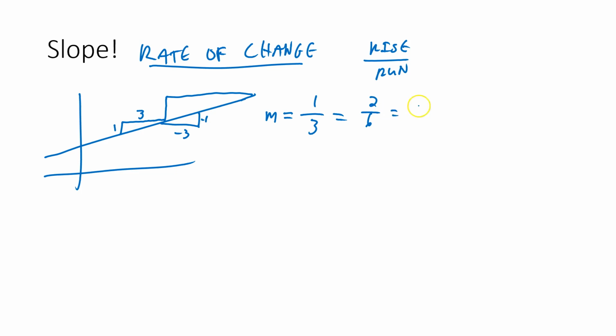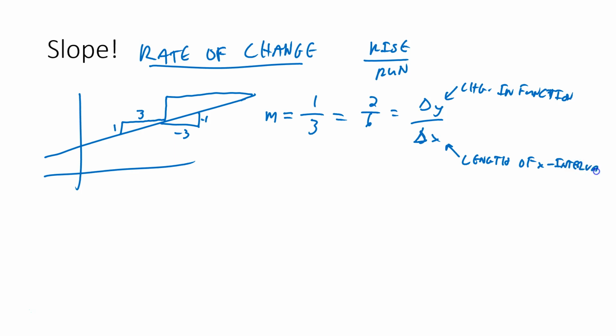It's always going to be the change in y over the change in x. Like we said, that triangle is the capital delta. So this is the change in function, or the y value, and this is the length of the interval. So length of the x interval. So how far do you go and how much do you rise or drop? A negative slope, of course, would be something that goes downwards. Same deal, right? Rise over run, rise over run, rise over run. It never changes. That's the whole idea of slope.